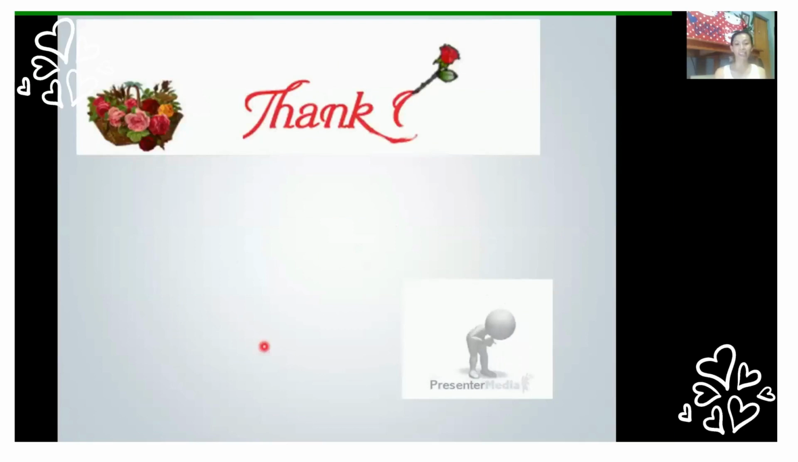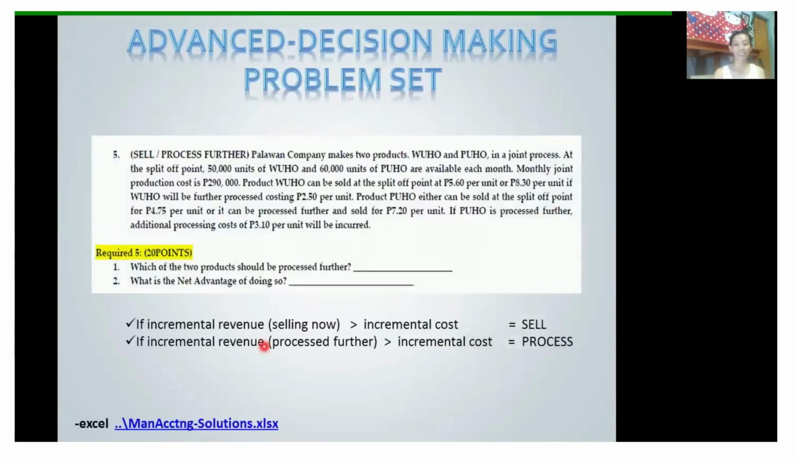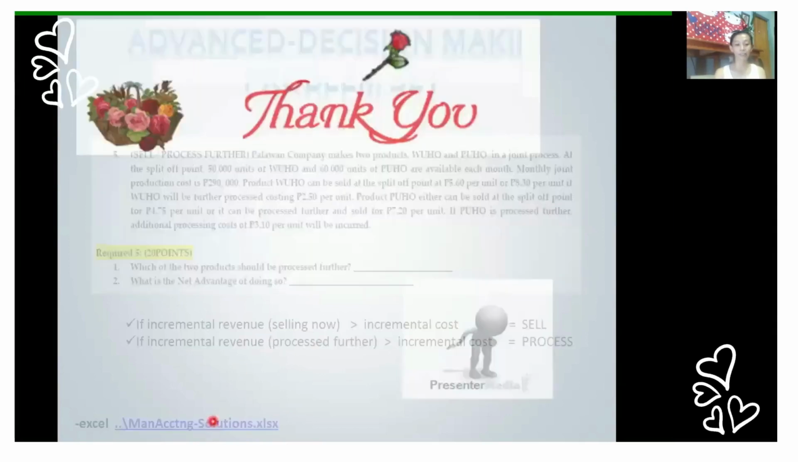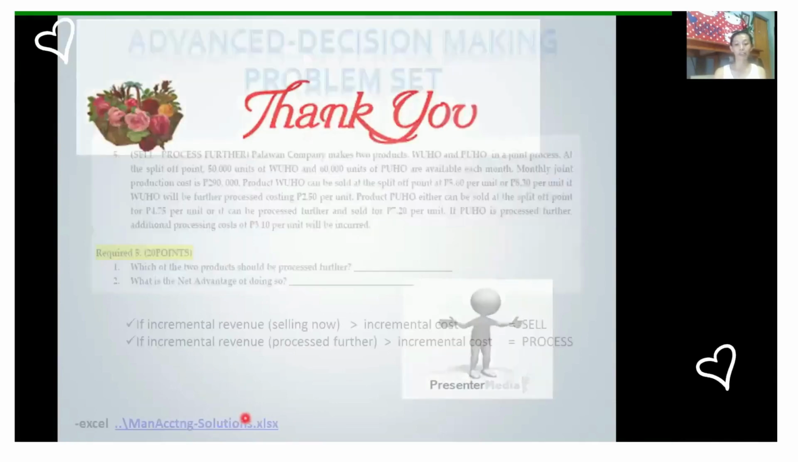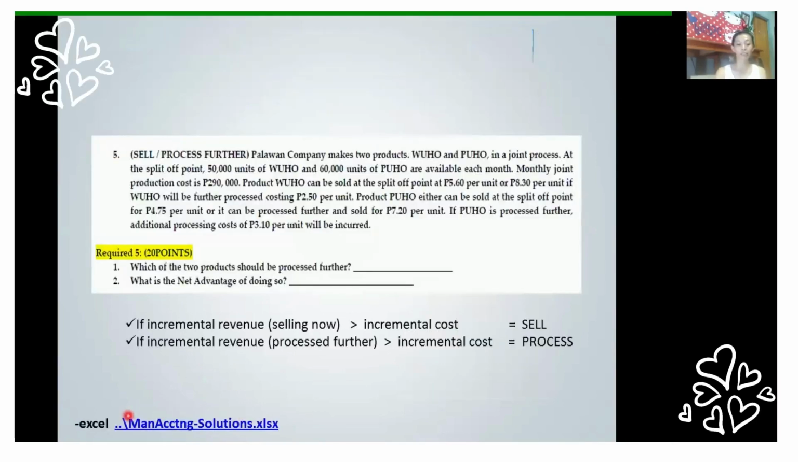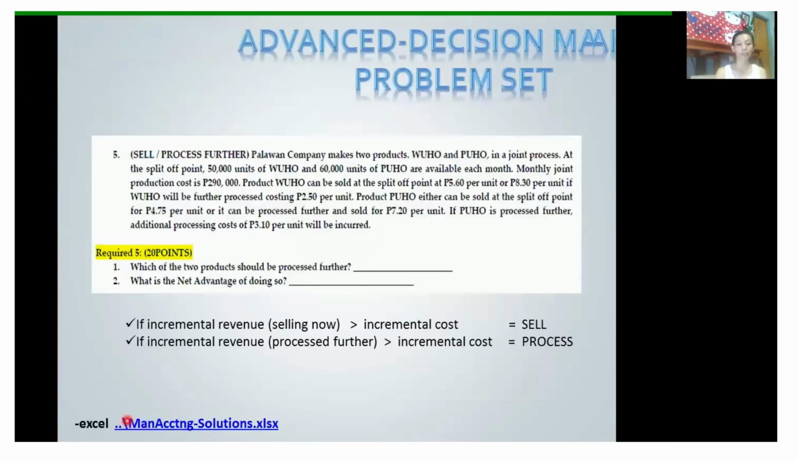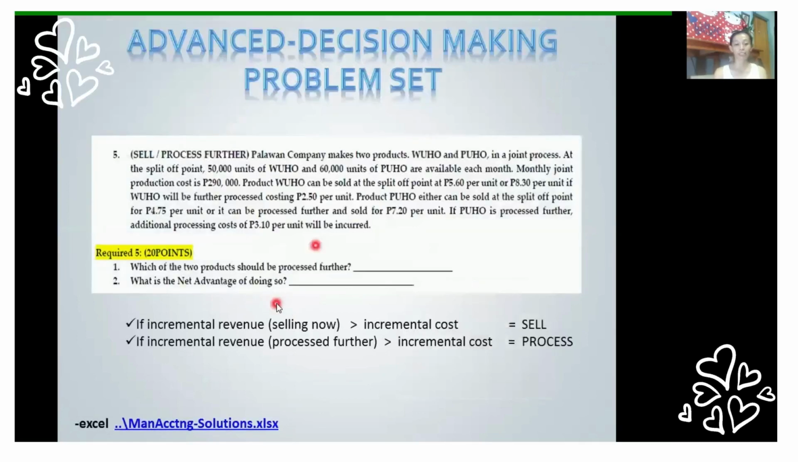Okay, it ended already. Sorry for that. It does not go with the solution set. Sorry. Okay, let me try.